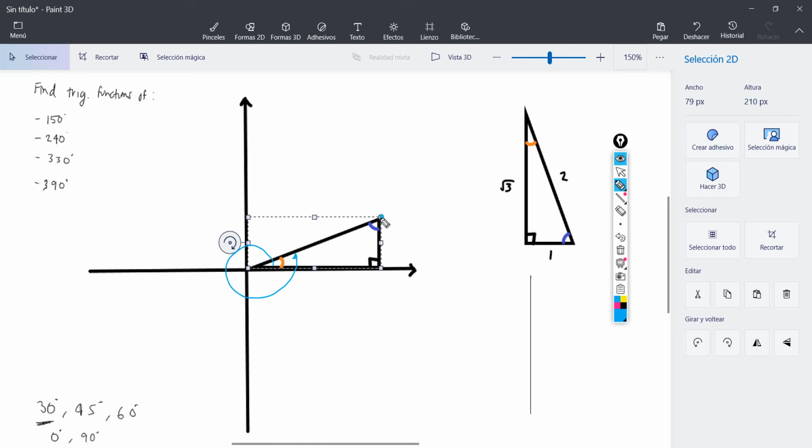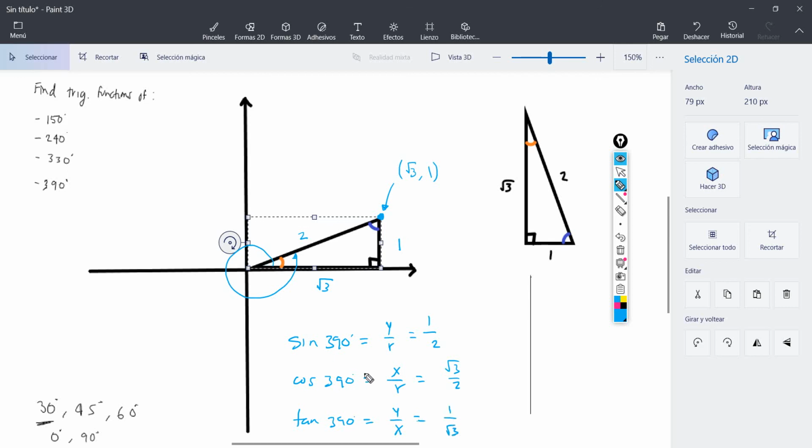Find the coordinates of this point. Remember, this cathetus is 1. This cathetus is the square root of 3. This hypotenuse is 2. And so the coordinates of this point will be the square root of 3, comma 1. And its distance to the origin is 2. Sine of 390 degrees will be equal to y over r, so it's 1 over 2. Cosine of 390 is equal to x over r, which will be now this. And the tangent is this, which is this much.